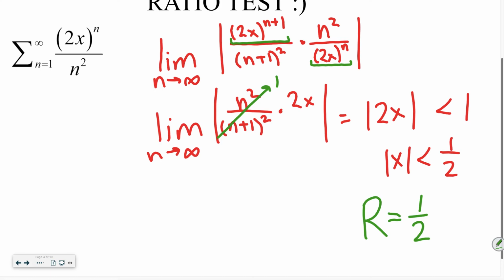Wait, you took the limit of half of the limit. You didn't do the 2x. What's the limit as n approaches infinity of 2x? Okay, that makes a lot more sense.